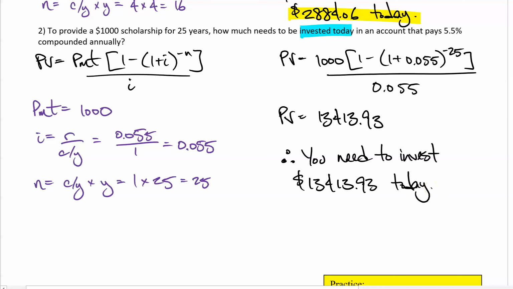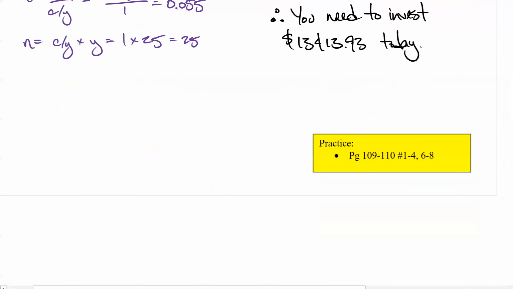Okay, and we just talked about finding the present value of how much you need to invest in order to get a simple, ordinary annuity or regular payments for a certain amount of time. Here's the practice questions, page 109 to 110, numbers 1 to 4, 6 to 8. I've got them uploaded as a PDF following this lesson. Go ahead and access that. The answers are there. You know what to do.